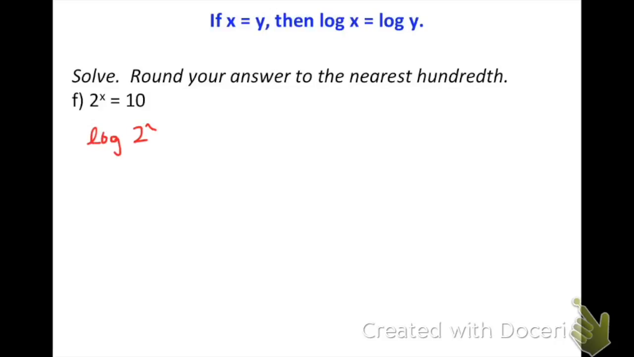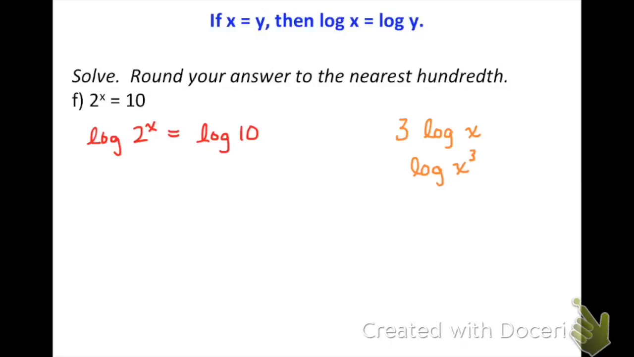If I take the log of both sides, so I have the log of 2 to the x equals the log of 10. If we think back to our properties of logarithms when we were condensing, one of them was if I had a number out front, like if I have 3 log x, I take that number that's out front and I turn it into an exponent. So it would become the log of x cubed.